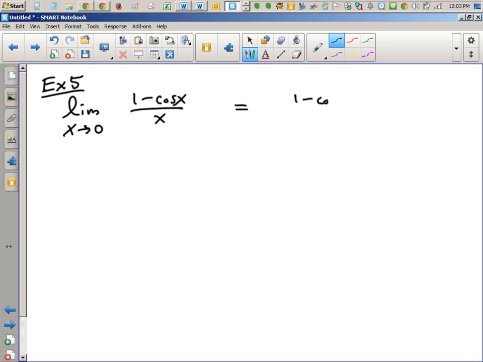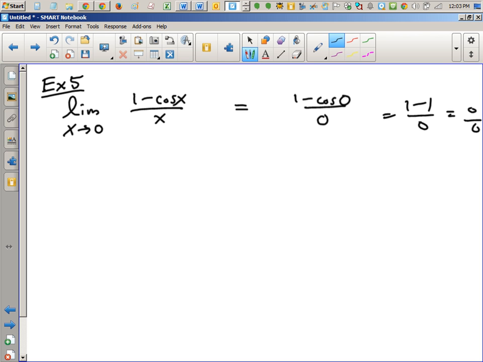1 minus cos 0 over 0. Let's see, does that work? What is cosine of 0? Careful. Cosine of 0 is actually 1. Okay. So we have 1 minus 1 over 0. Oh, we got that darn 0 over 0 case again.